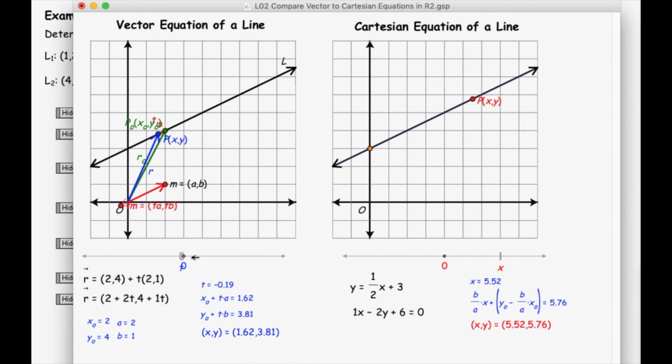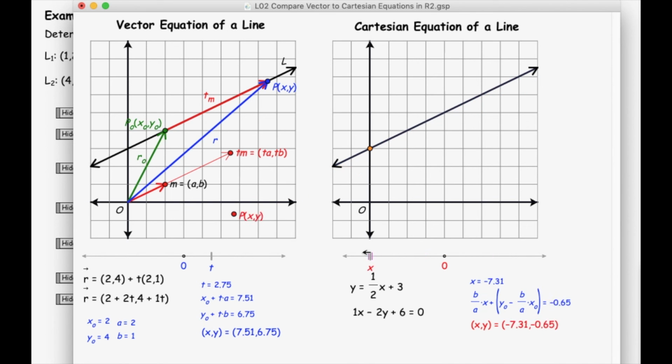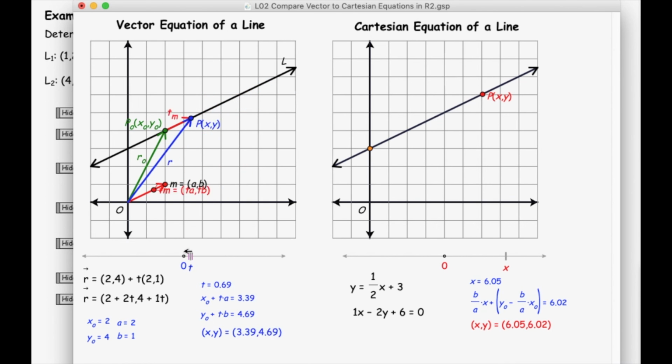It's worth repeating one final time. In the Cartesian case, x is the independent variable. The value of x drives y. So x is independent, and y depends on whatever value I choose for x. In the parametric equation of a line, the parameter t is independent, and the values of x and y are both dependent upon what I choose for t.